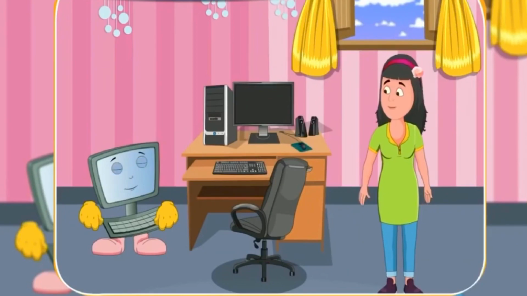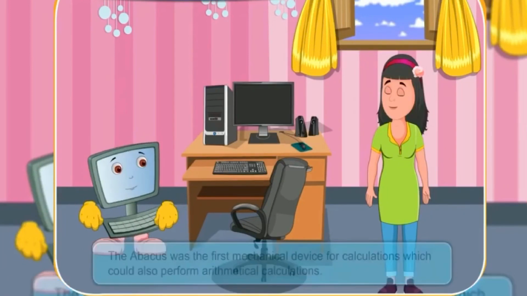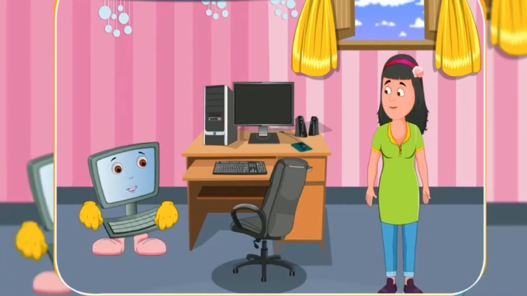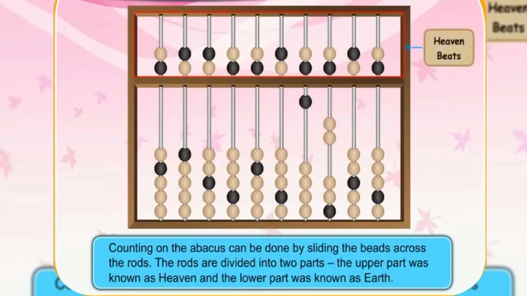Tell me more about the abacus. The abacus was the first mechanical device for calculation which could also perform arithmetical calculations. Do you remember what an abacus looked like, Rennie? Yes, it is made of a wooden frame with rods, each having beads. That's right. Counting on the abacus can be done by sliding these beads across the rods. The rods are divided into two parts. The upper part was known as heaven and the lower part was known as earth.